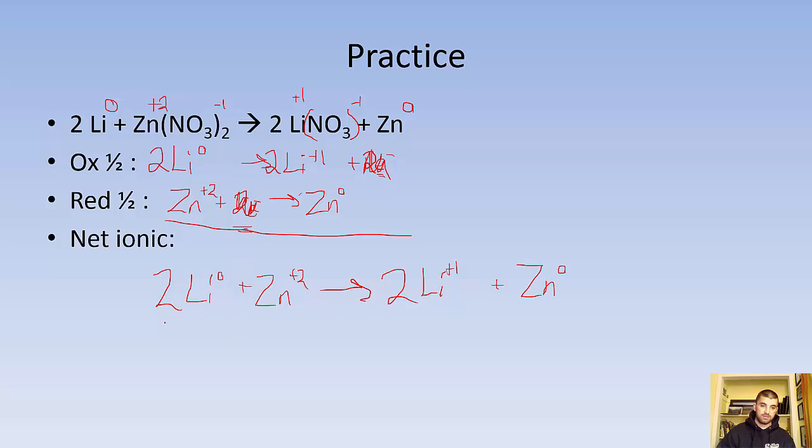All 2 Li, 2 Li, 1 zinc, 1 zinc. Overall charge over here would be positive 2. All right, I got 2 zeros and a plus 2. Here I got 2 plus 1, so it's positive 2 and a 0. So positive 2 equals positive 2. Good to go. Just did it.